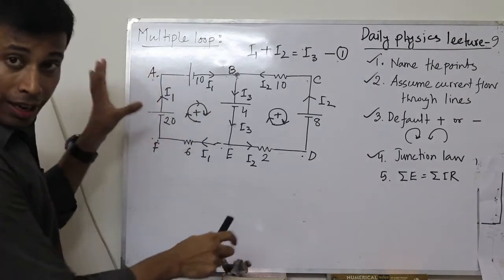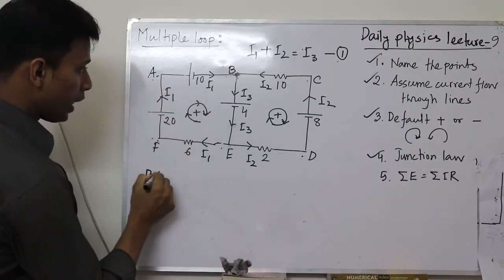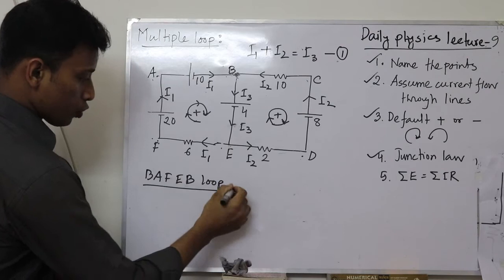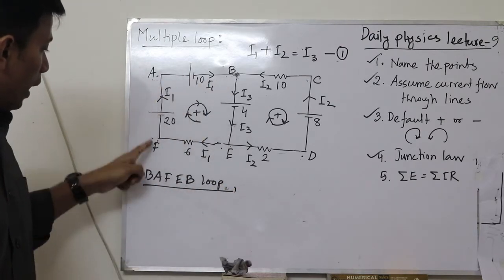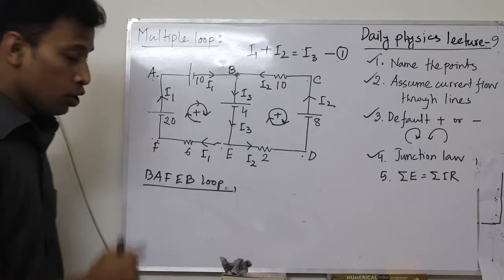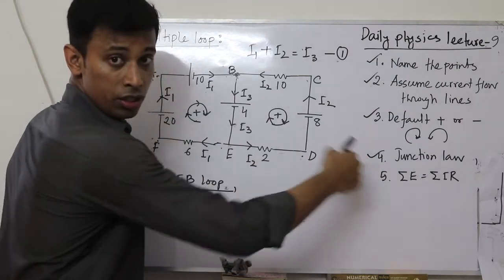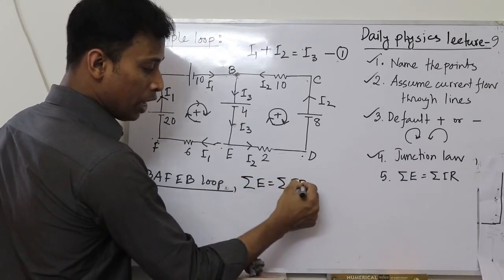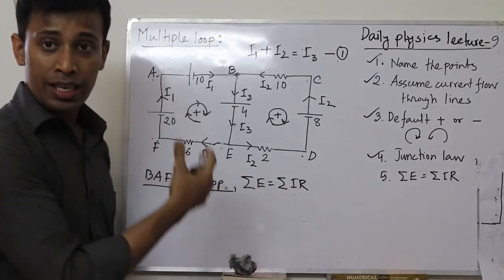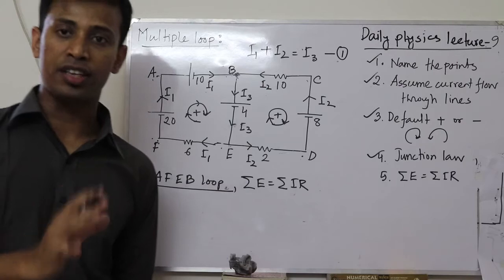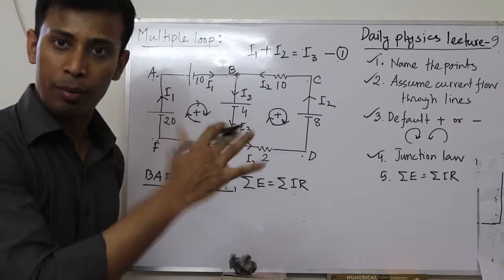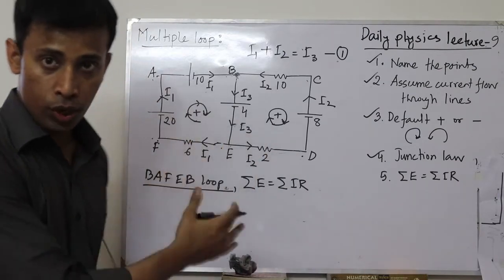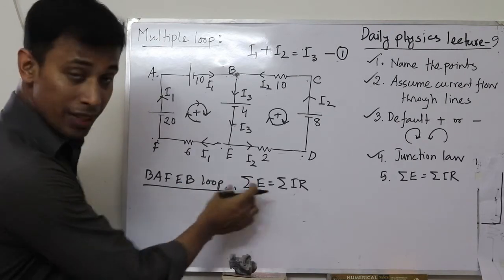At first, use this left loop, the BAFEB loop. We are about to use this equation. Step 5, Kirchhoff's second law: summation of E is equal to summation of IR. As I already told you, when you go through the left side of this equation, please forget that you have any resistance or any current flowing through the circuit. Forget about the right side. Just deal with E when you want to deal with the left side.